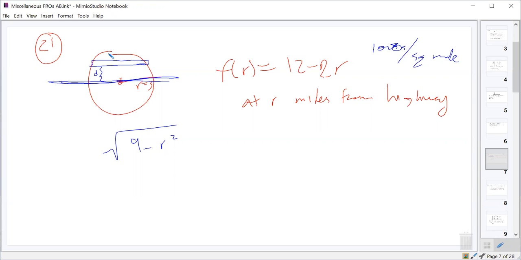It ought to just be our equation here, which is square root of 9 minus r squared. We're going to multiply it by our density, and we're going to integrate from 0 to 3. And what does that do if we integrate from 0 to 3? That gives us the top half of the city. And so then we just need to multiply it by 2 to get the bottom half of the city as well. Good or no?